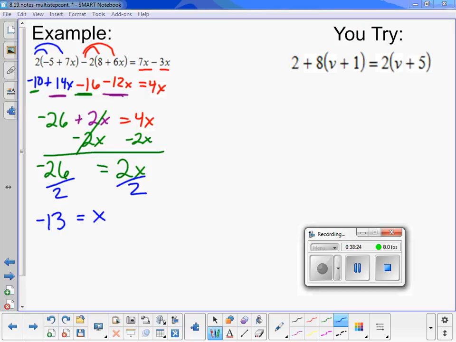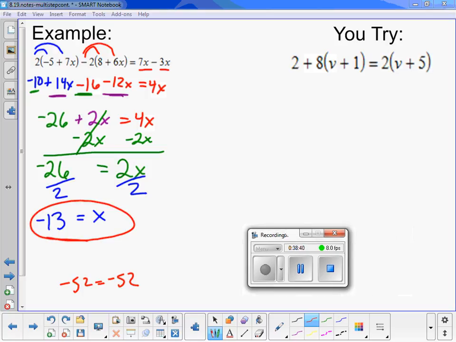And I would encourage you to see if you can check this problem on your own, but just to save a little bit of time, this video is already going to be over 40 minutes. You will end up with 52 equals 52 if you do it correctly. Negative 13 does equal x. Okay, that is the answer.